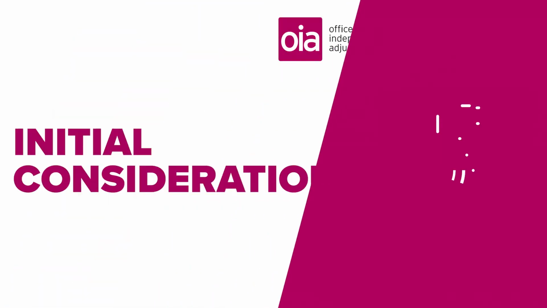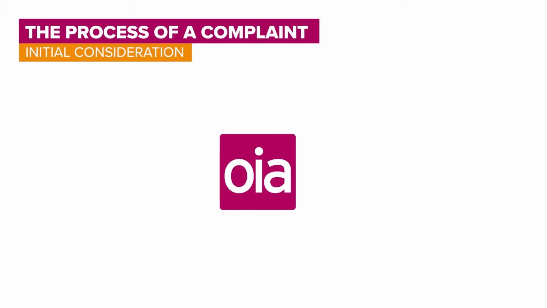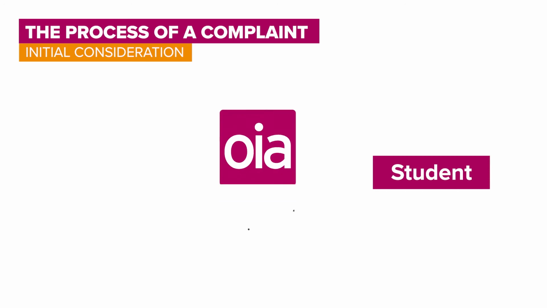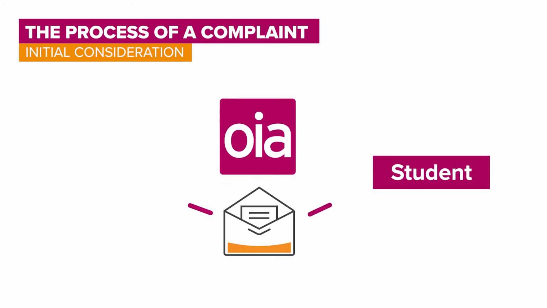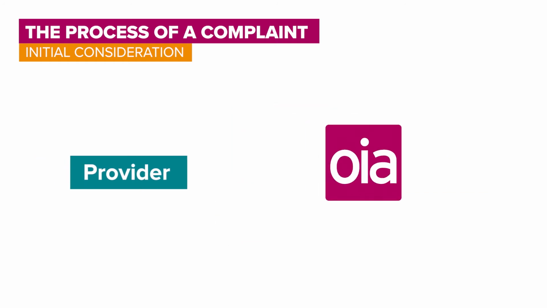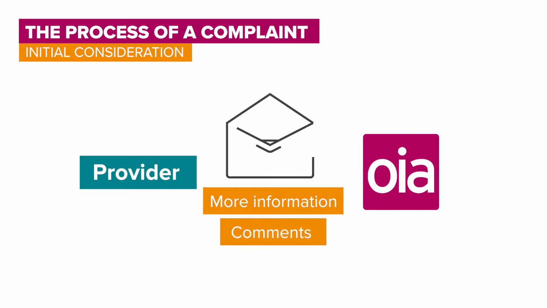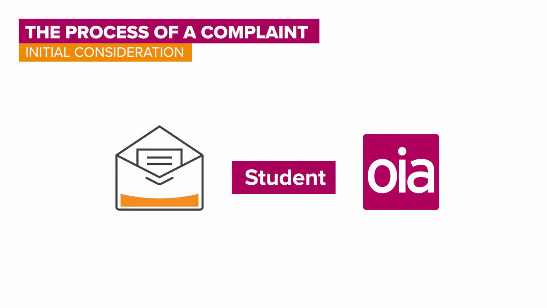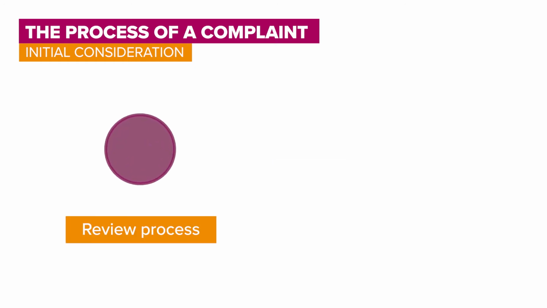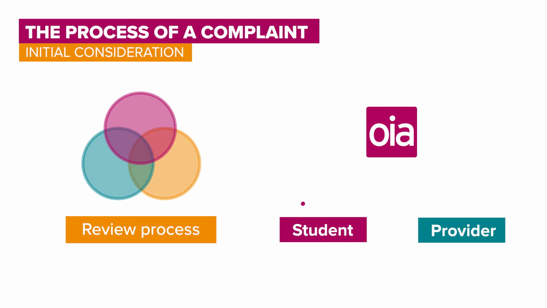Initial consideration. As part of our initial consideration of the complaint, we will look at the information the student has provided and send a summary of our understanding of the complaint to both the student and the provider. We'll ask the provider for any other documents or information we think we need for our review and for its comments on the complaint. We will send a copy of the provider's response to the student, who can then send us any further comments they want to make. Our review process is transparent, which means we share all the information we receive from the student with the provider and all the information we receive from the provider with the student.